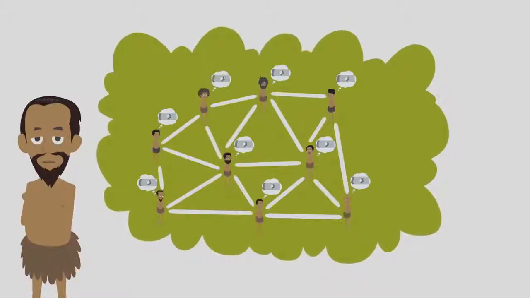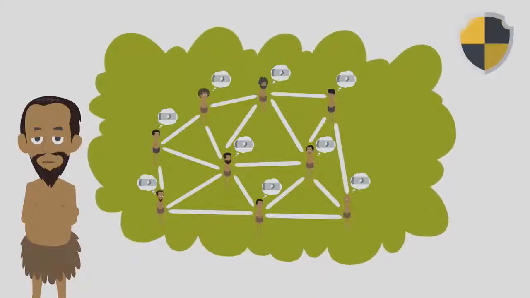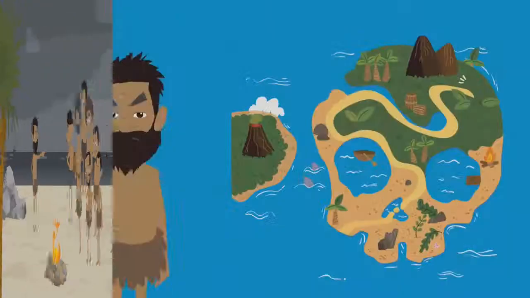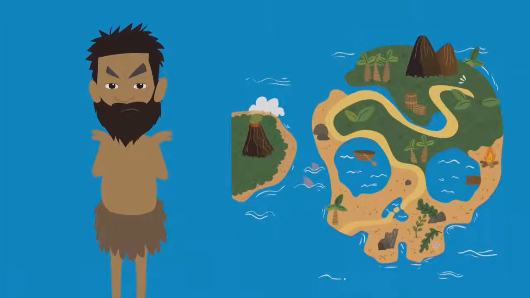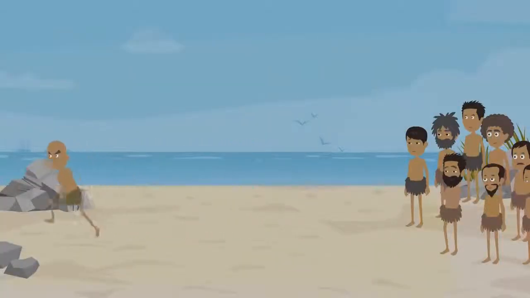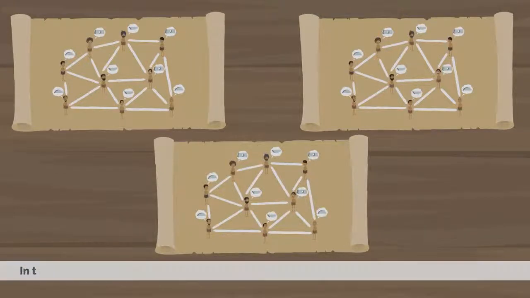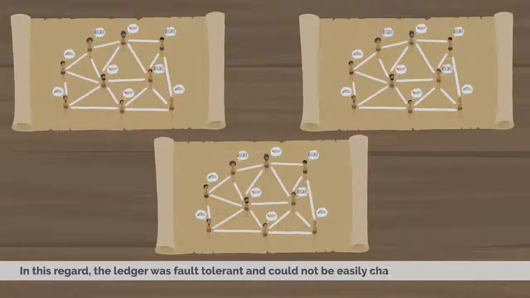The Yapese knew their distributed ledger system safeguarded it from tampering, since all the Yapese knew who owned what. It would be very difficult to fool everyone on the island. Even if one tribe member moved away, the tribe still had multiple copies of their mental ledger. In this regard, the ledger was fault-tolerant and could not be easily changed, corrupted, or lost.